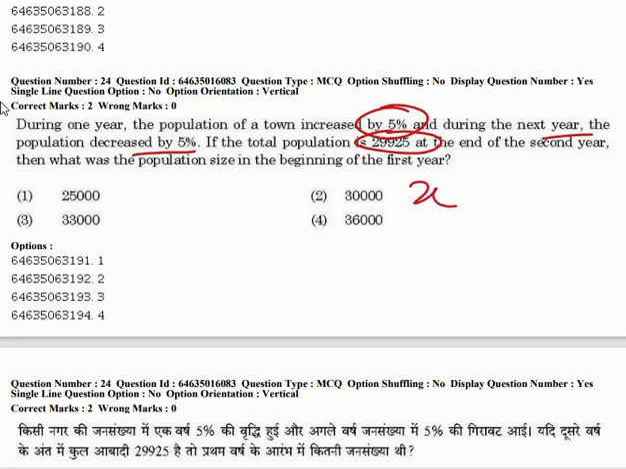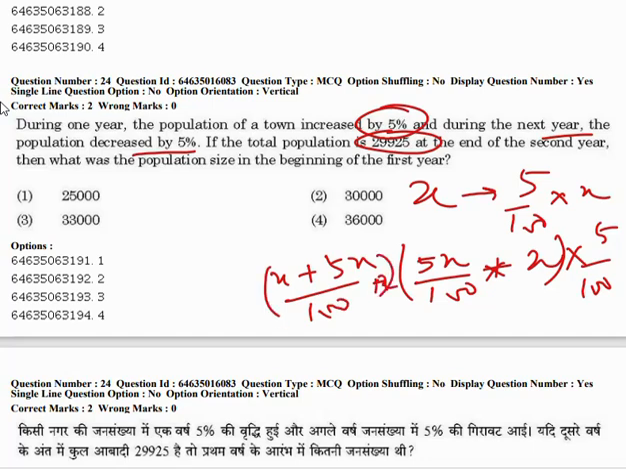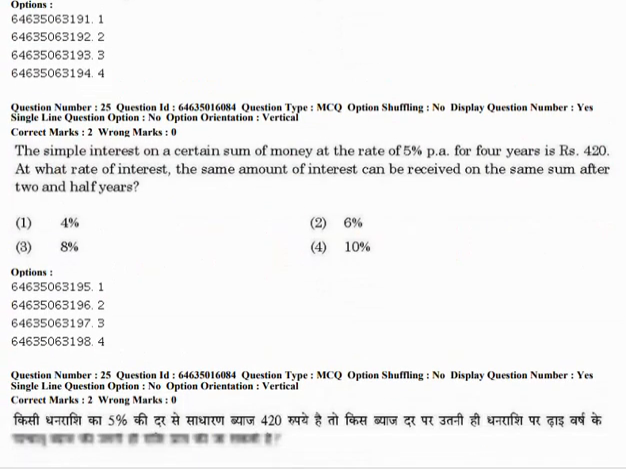So suppose it is x. Then x increased by 5%, that is 5/100 into x, so 5x/100 plus x. Then it decreased by 5%, into 5/100, so 5x/100 plus x minus that. If we solve this, the value comes to 29925. On solution we will get 30,000. This is option number 2. Question 25.